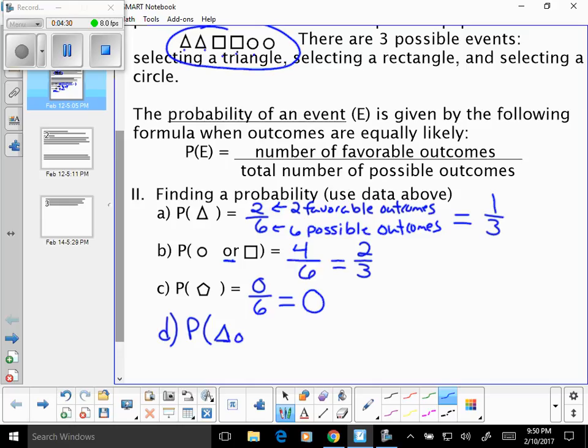Or a square or a circle. Now, there are 6, so 6 out of 6 would equal 1.